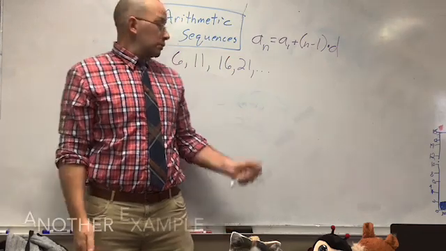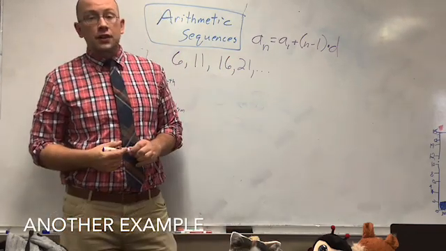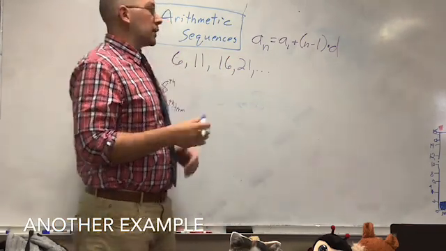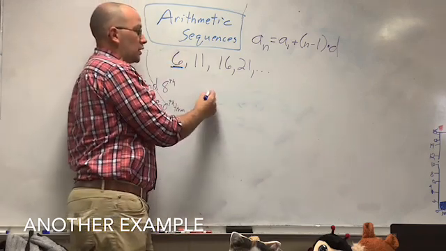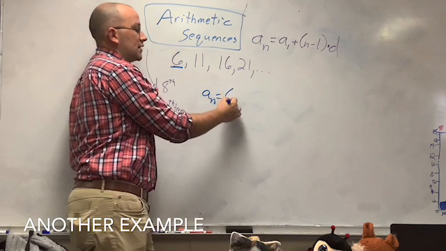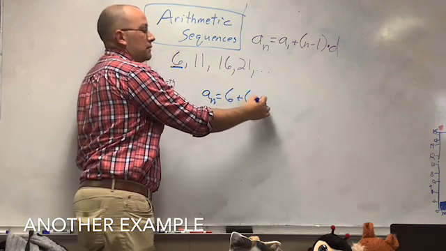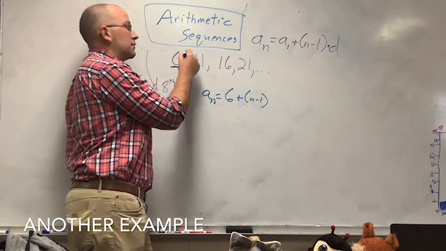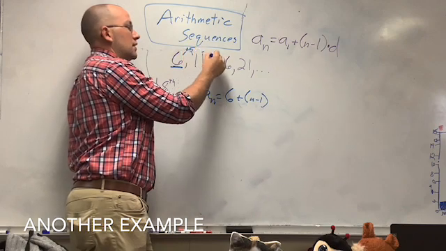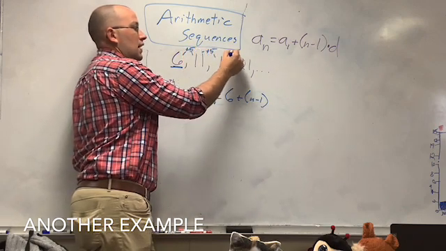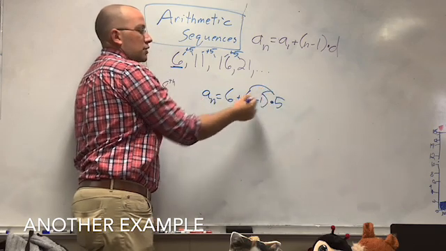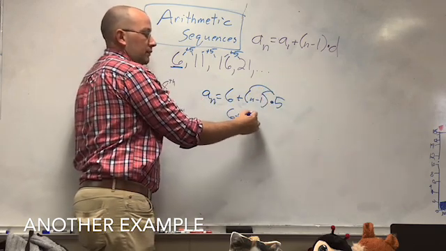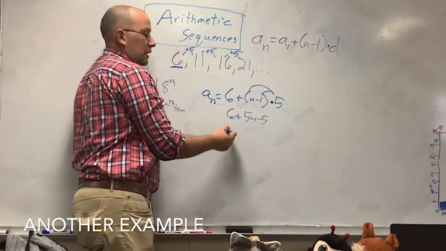All right, for this example, we're going to find the 8th and the 30th term. All right, first we're going to put everything in and simplify it down. So my first term is 6 plus n minus 1 times my common difference. Plus 5, plus 5, plus 5. That's my common difference. Now I simplify it by distributing the 5 in and then combining my like terms.